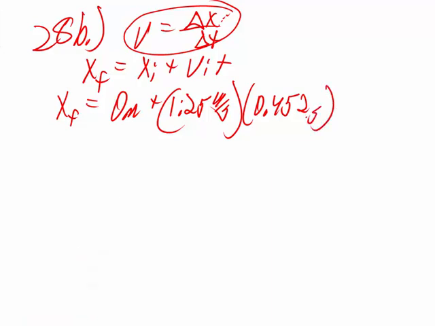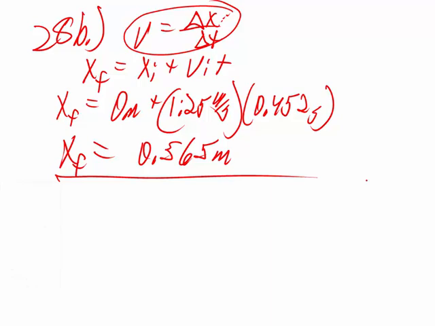Okay, right? Hopefully everybody's with me. And what do we get? So the final x is what? Well, we got 0.452 times 1.25, and we get 0.565. So we get 0.565 meters. That is how far from the edge of the table the ball will land. Okay? I hope this is making sense to you.